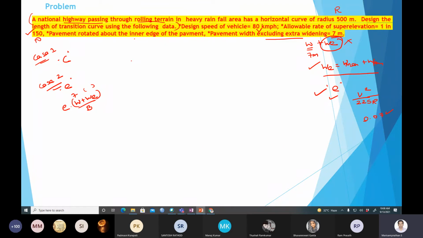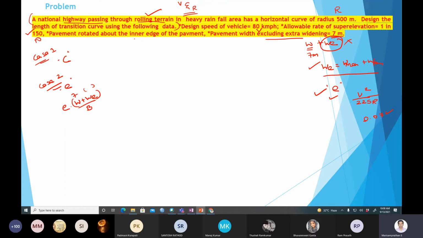Then finally the length of the transition curve as per the IRC standard. They have given us a rolling terrain, so it is coming under the first category. So according to that, the equation might be chosen with respect to the speed of the vehicle and the radius of the horizontal curve. Since it is the same kind of problem, I'm not solving. So you just take it as an assignment or homework.